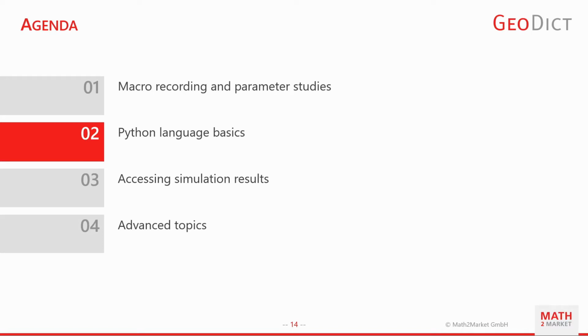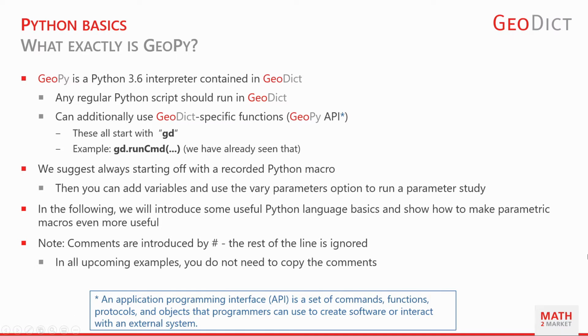We will start part 2 with Python language basics. First of all, what exactly is GeoPy? We have seen and run Python macros and even added a variable, but apparently we did not really mention GeoPy. GeoPy is an interpreter for Python 3.6, so that any regular Python script should run in GeoDict. However, GeoPy gives access to GeoDict-specific functions. They are called the GeoPy Application Program Interface, short API.